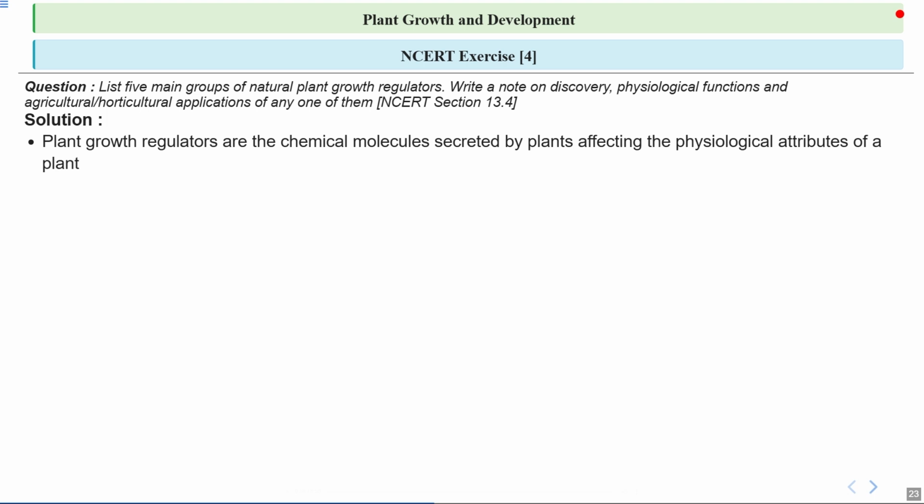So let's begin our solution by defining plant growth regulators. These are chemical molecules produced by plants themselves, and they have a big impact on how the plant functions. Talking about their numbers, there are 5 main plant growth regulators.